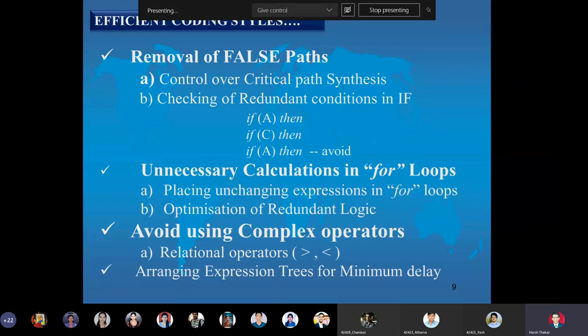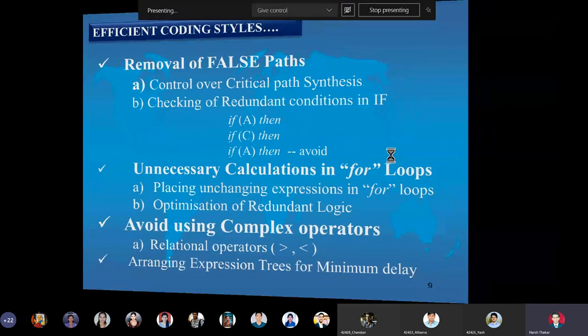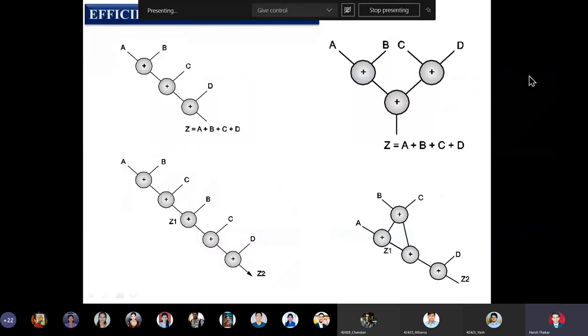Okay, so as far as possible, if we can use a little lengthy logic and avoid the use of relational operators such as less than or equal to, then it is also coming under the category of efficient coding styles. Arranging expression trees for minimum delay. That is what it means. So this is how it is. So these are some examples.